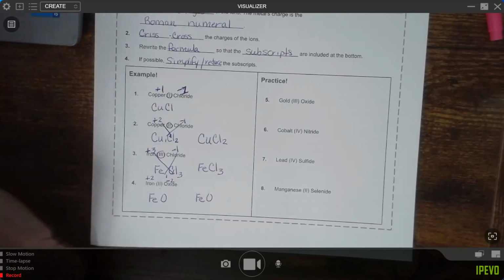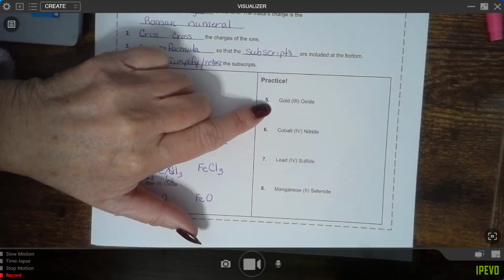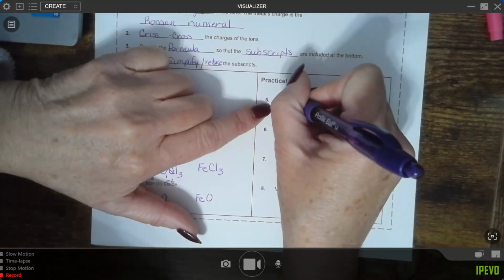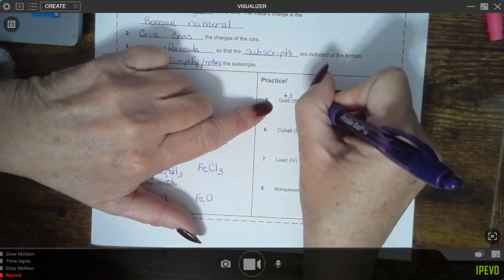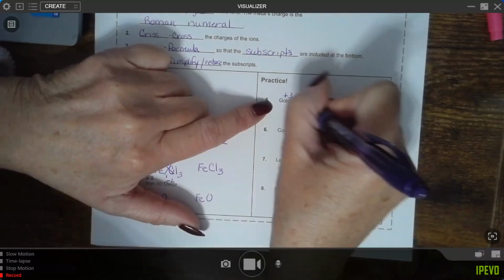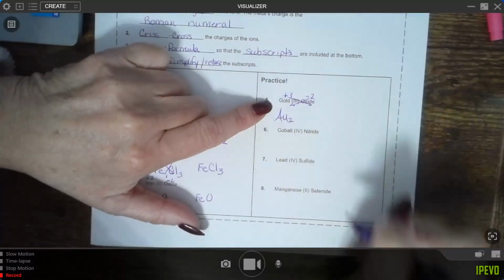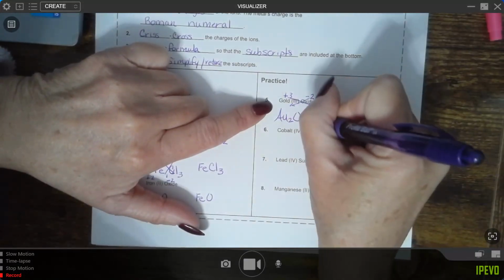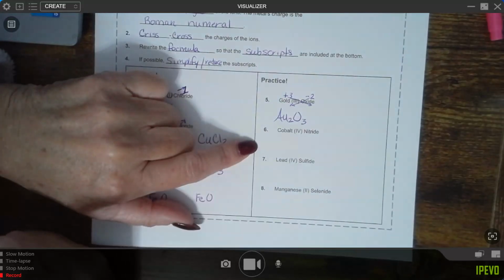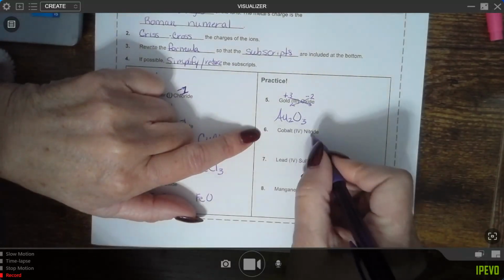All right, did you try it out? So let's look at what we've got. So we've got gold 3 oxide. The 3 tells us the charge on the gold is +3. Oxide is oxygen, -2. So if we crisscross these, we get Au2O3.